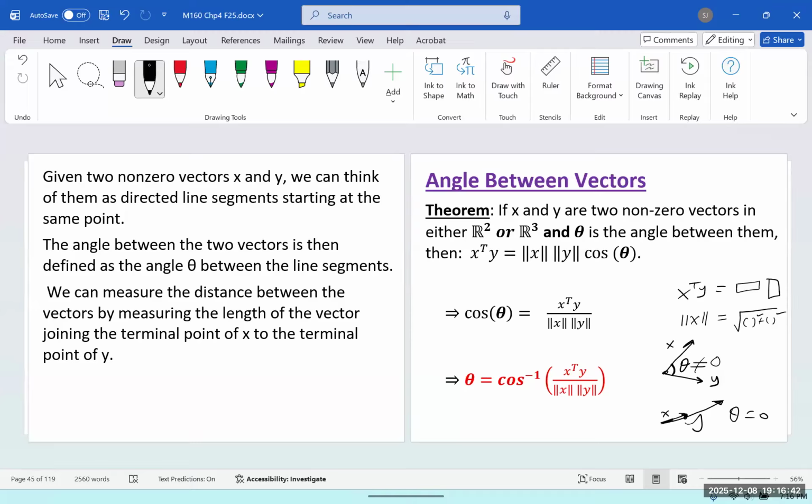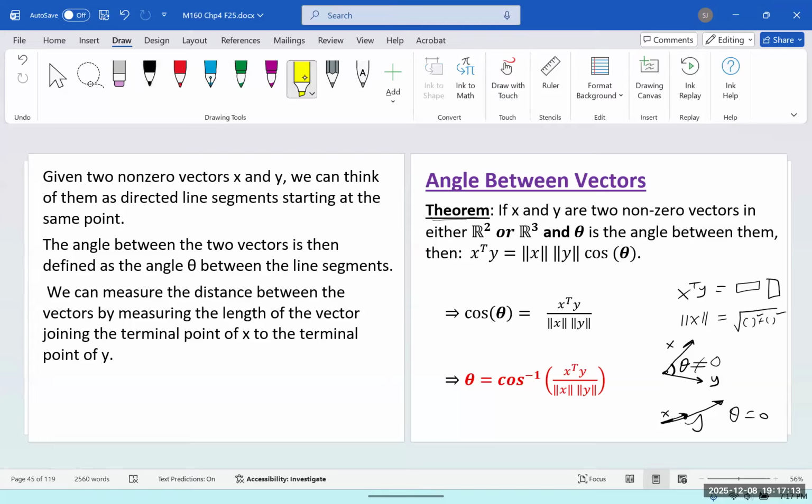So how do we find this angle? We find this angle using a theorem. The theorem says if x and y are two non-zero vectors in either R2 or R3, doesn't matter, and theta is the angle between them, then x transpose y, meaning their dot product, is norm of x times norm of y times cosine of that angle.